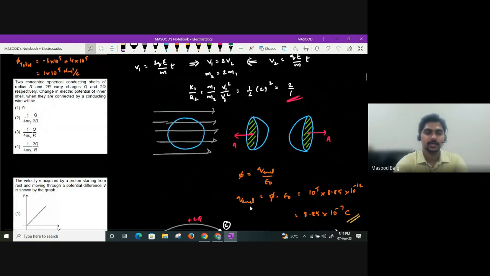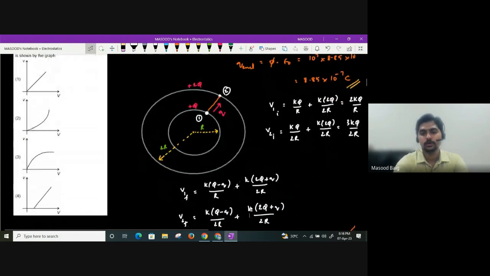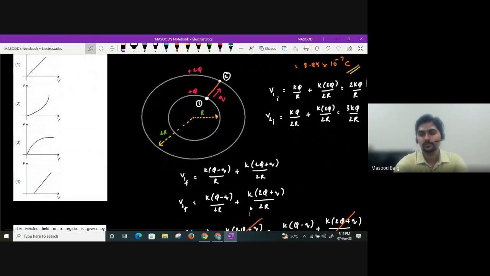When they are connected by a conducting wire, what is the change in electric potential of the inner shell? What would be the initial potential? 2kq by r we got. And finally, the entire charge which is present on the first shell now got to the second shell, guys. So what is the new charge here? On the outer shell, 3q. On the inner shell, how much? 0. So now I will find the new potential, beta.